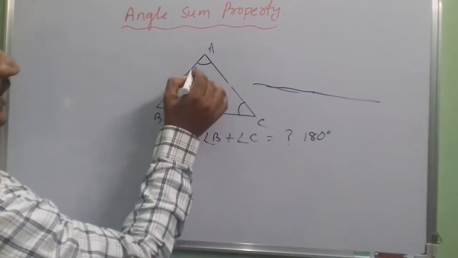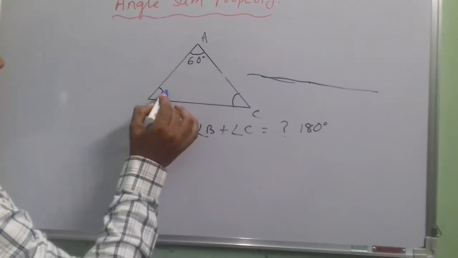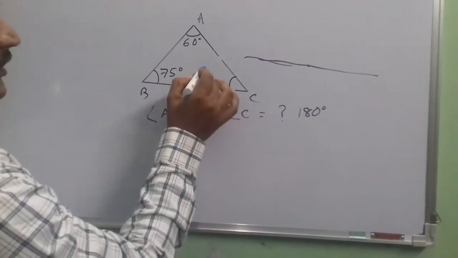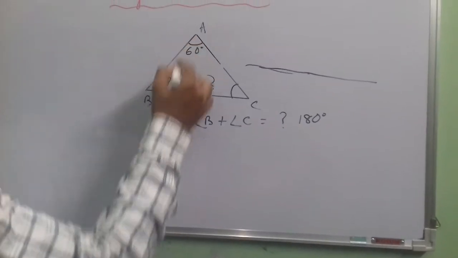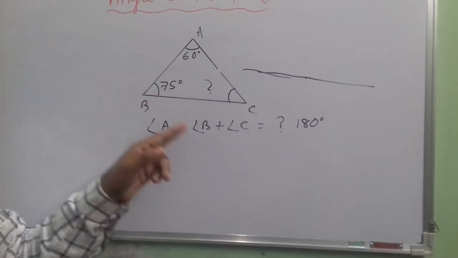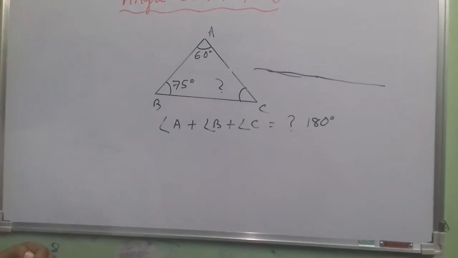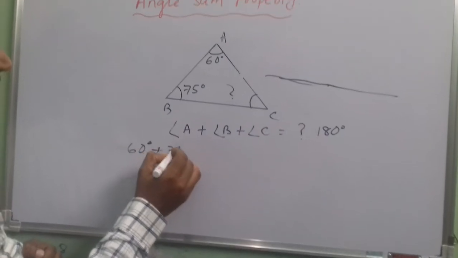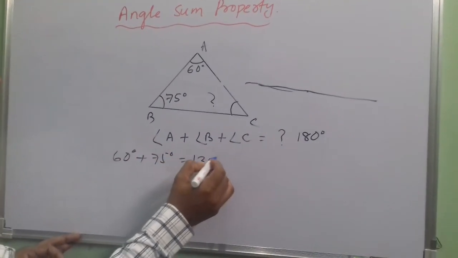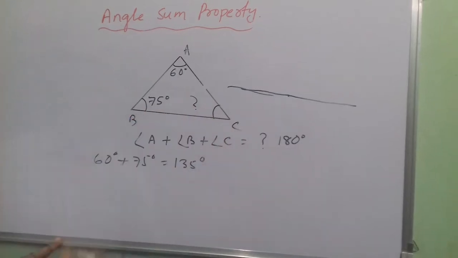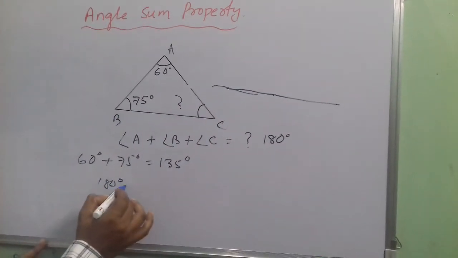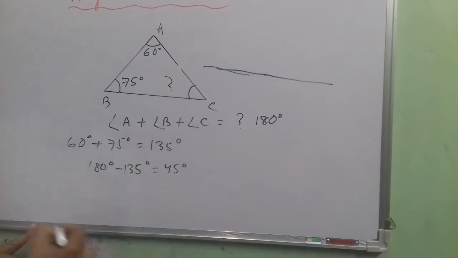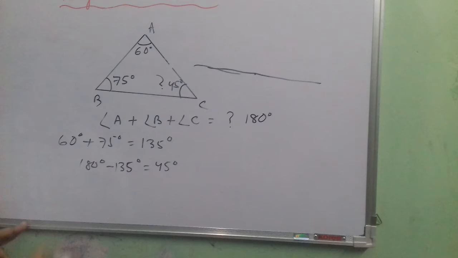That means if this angle is suppose 60 degrees and this is suppose 75 degrees, what will be this angle? We have already learnt that the sum of three angles is 180 degrees. So here we already have 60 plus 75, we already have 135 degrees. So what will be the third angle? It will be 180 minus 135 degrees. That will give 45 degrees. So this angle is 45 degrees.